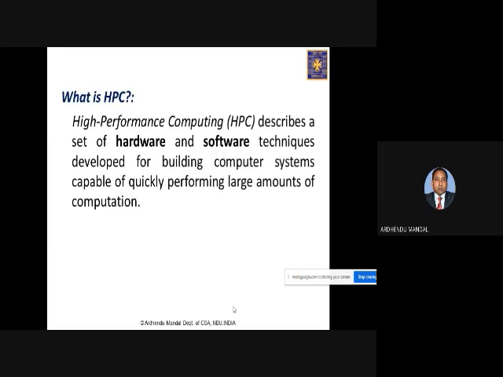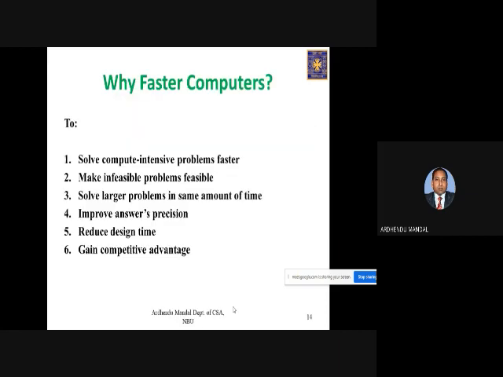So this broad term, high performance computing, describes a set of hardware and software techniques developed for building computer systems capable of quickly performing a large amount of computational tasks. Here, you should follow two things: it's a set of hardware and software, both. It's not only hardware, nor is it only software. And they will provide a huge amount of computational power so that we can quickly perform the huge number of tasks that we need to solve.